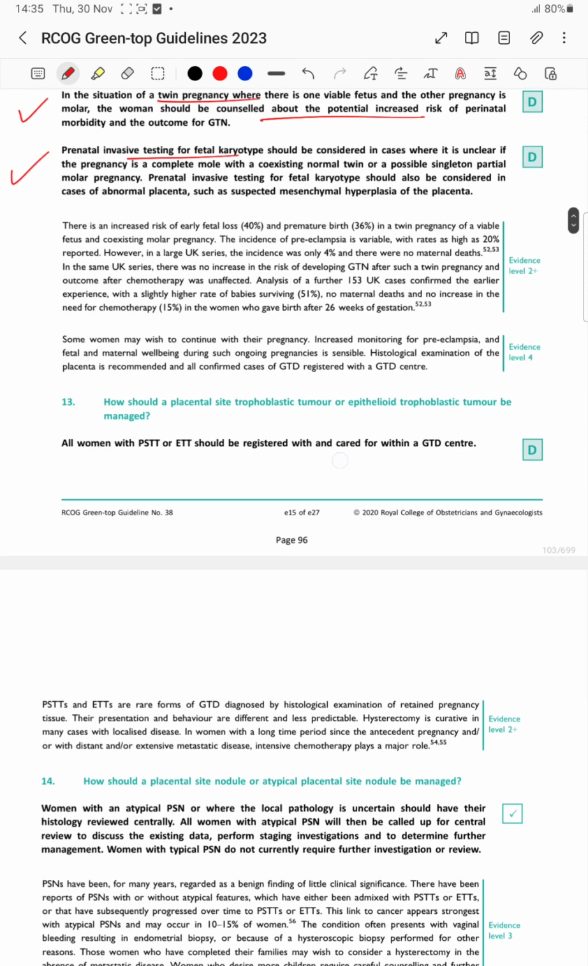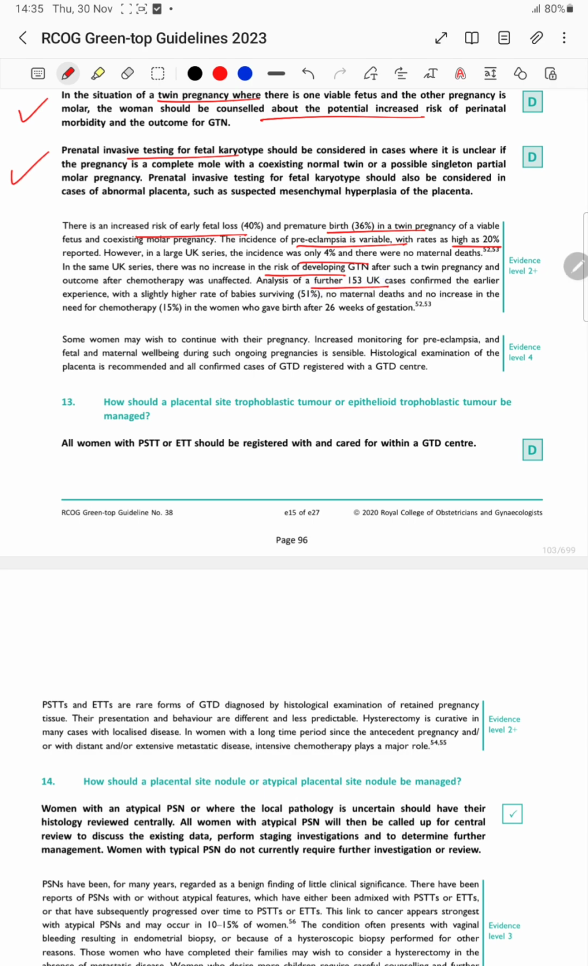There is an increased risk of early fetal loss, 40%, and premature birth, 36%, in a twin pregnancy of a viable fetus and a coexisting molar pregnancy. The incidence of preeclampsia is variable, with rates as high as 20% reported. However, in the large UK series, the incidence was only 4% and there was no maternal death. In the same UK series, there was no increase in the risk of developing GTN after such a twin pregnancy, and the outcome after chemotherapy was unaffected.